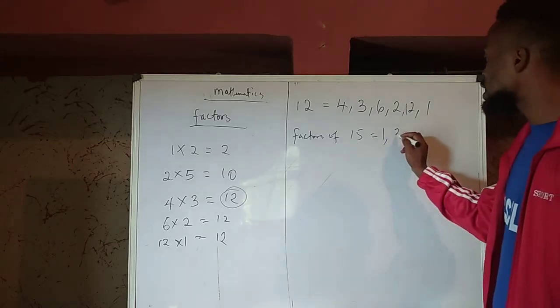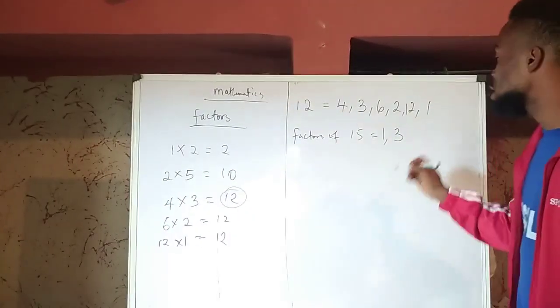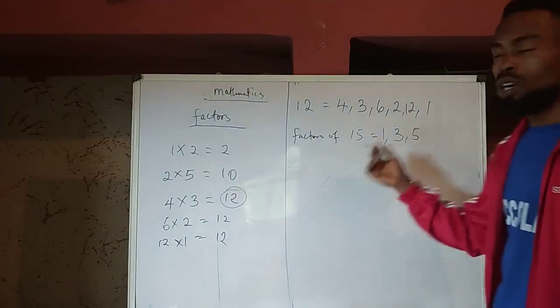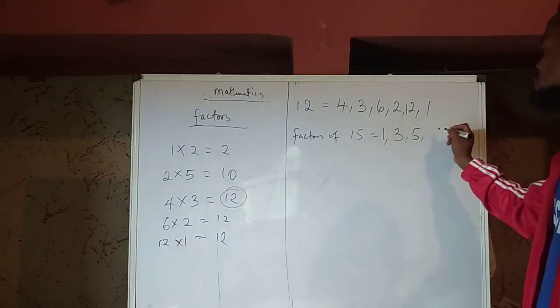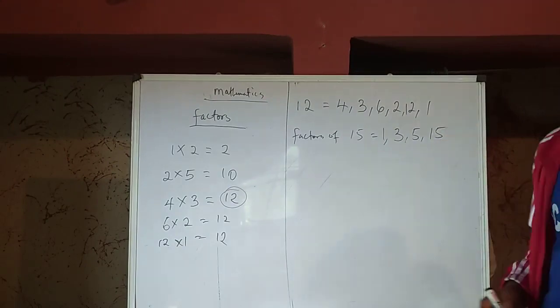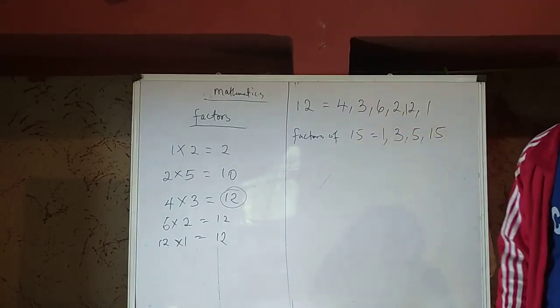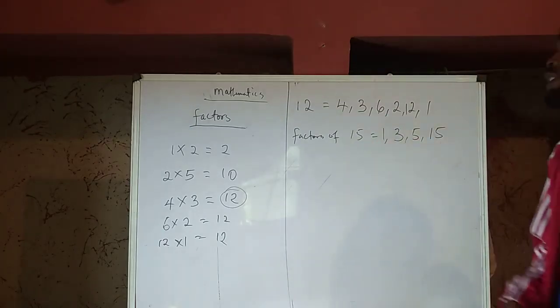Then the next one is 3. Because 3 times 5 gives me 15. The next one is 5. Because 5 times 3 gives me 15. So far we have 1, 3, 5. I think that's all. The next one is 15. Because 15 times 1 gives me 15. Okay, so these are the factors of 15.